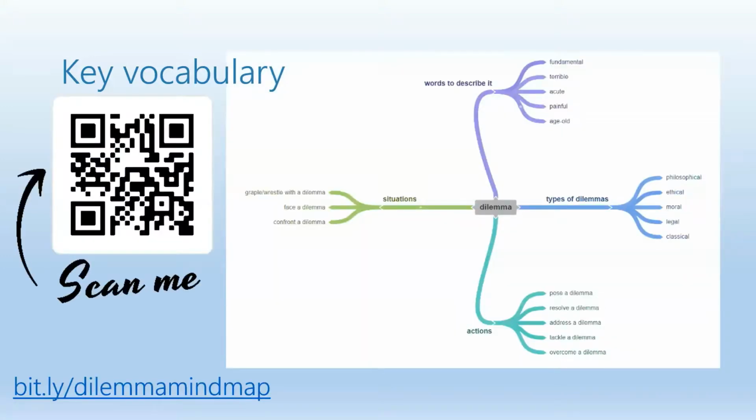Look at my ideas. If you open the link, you will be able to copy my mind map and add your own ideas into it. I put them into several groupings: words to describe moral dilemmas, different types of dilemmas, the situation you can be in, and actions. You can use the link or scan the code and get to this mind map.